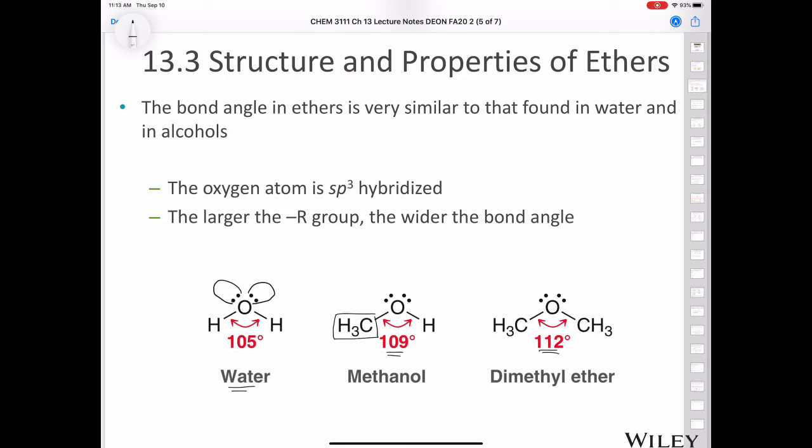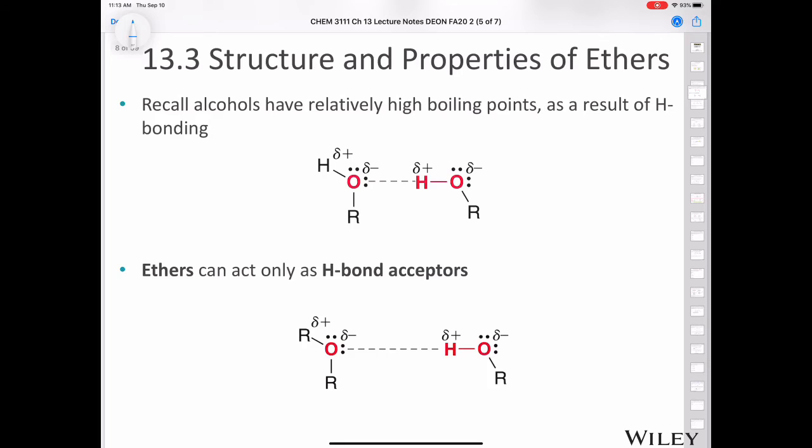And that goes right along with what it says here. The larger the R group, the wider the bond angle. Something else you should be aware of is that alcohols have relatively high boiling points as a result of hydrogen bonding. This is something that we learned a long time ago, when we discussed alcohols in chapter 12, and you can see some hydrogen bonding shown here between two alcohols.